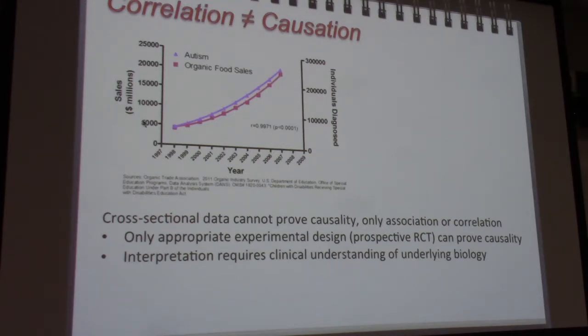This is the temporal evolution of organic food consumption and autism. And the correlation is 0.99. That does not prove that organic food causes autism. Only an appropriate experimental design can prove causality, and typically a prospective randomized controlled trial. That's what they're really good for.